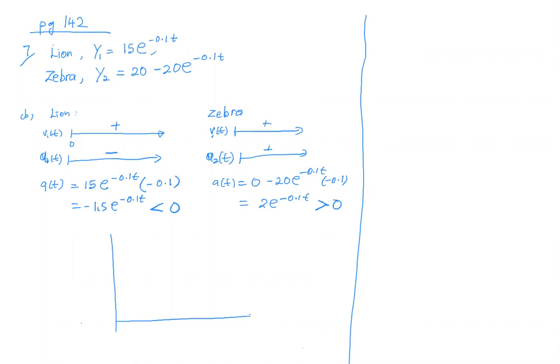So the Y1 graph starts from 15, right? When t equals 0, it is 15. So I can draw my graph like that. Then after that, it goes up. No, it should go down. So mine is wrong, the way I draw the axis.